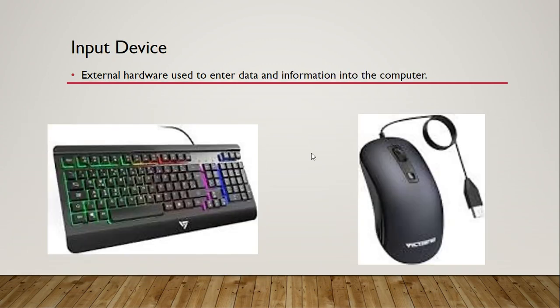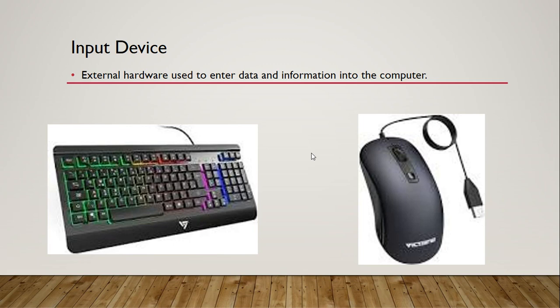Next up, we have an input device. An input device, again, is external hardware used to enter data and information into the computer. Basically, nothing comes out of a keyboard, nothing comes out of a mouse. You could argue that the light underneath the mouse is coming out, but that light is not information. That's just a sensor. When I click on the mouse or press a key on the keyboard, that information goes into the computer and then the computer processes that. So input device is information going in, output device is information coming out.